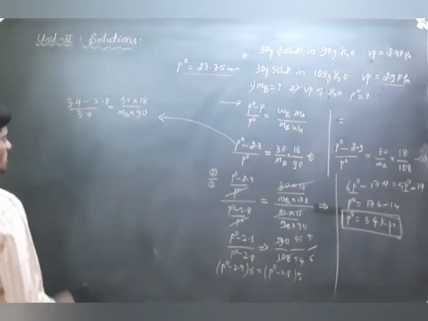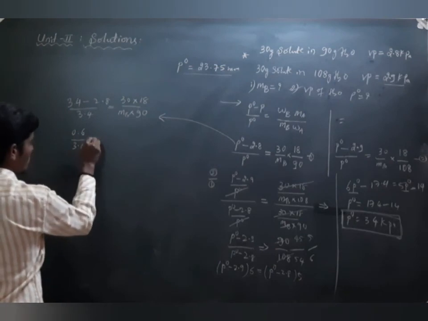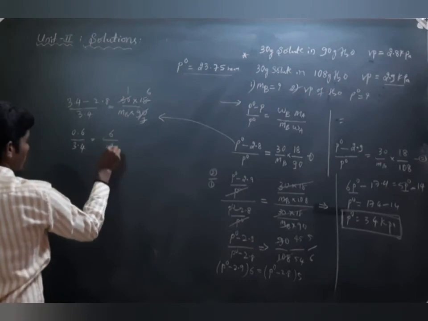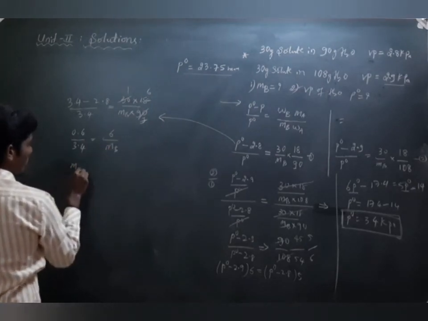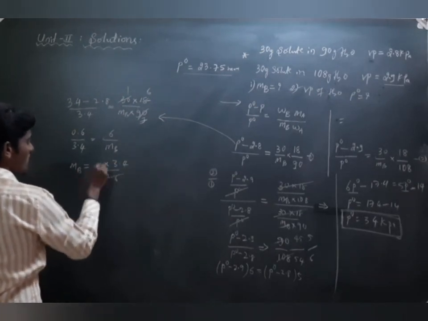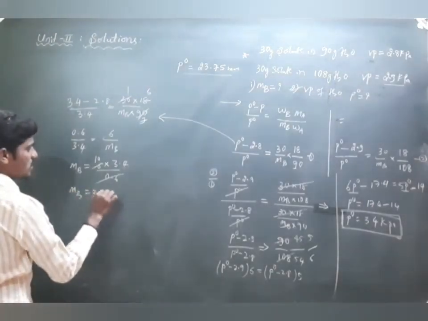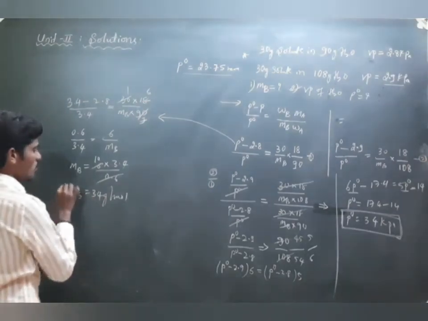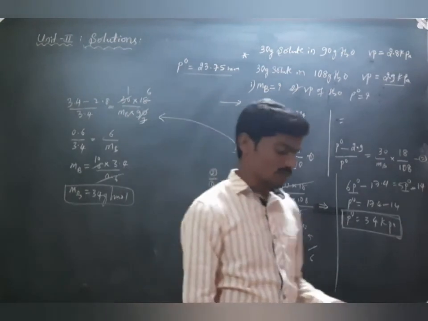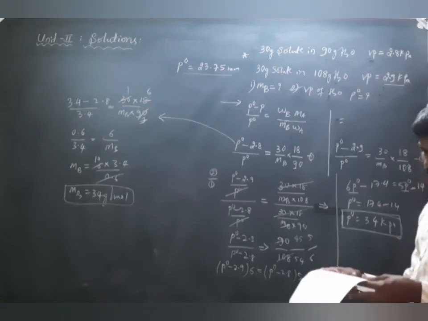3.4 minus 2.8 is 0.6. So 0.6 divided by 3.4 is equal to 6 by MB. Therefore MB is equal to 6 into 3.4 divided by 0.6. So MB is equal to 10 into 3.4, that is 34 grams per mole. So MB is equal to 34 grams per mole. Is it clear? Okay.